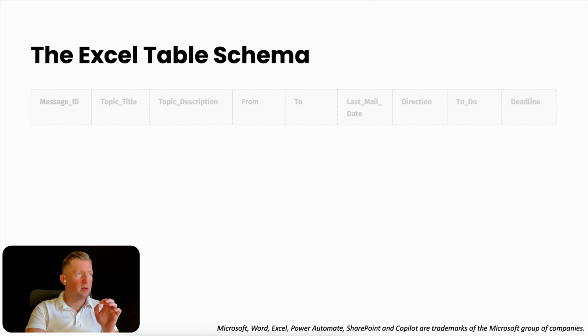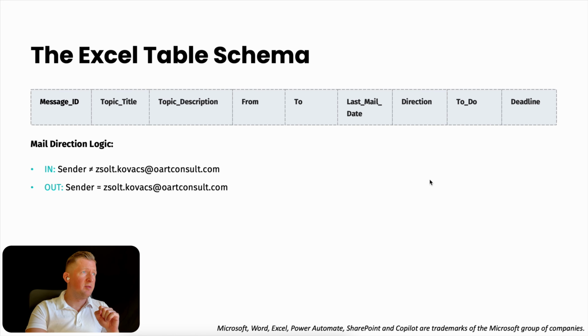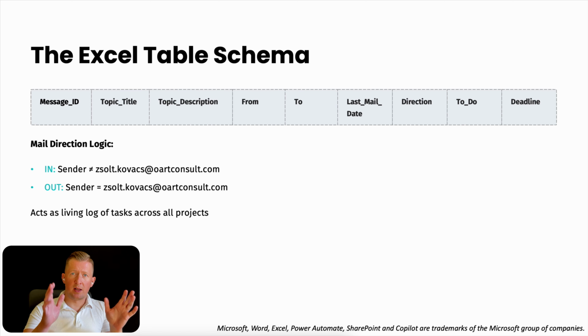The Excel table that we talked about looks like this. We have 9 columns: the message ID, the topic title, topic description, the from address, to address, last mail date, direction of the email, in and out, to-do, and the deadline for the to-do. The mail direction logic: if the sender is not my email address, then it's an incoming email. If the sender is my email address, then it's an outgoing email. This table acts like a living log of the tasks across all projects.